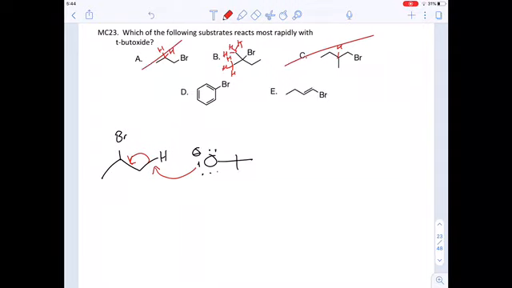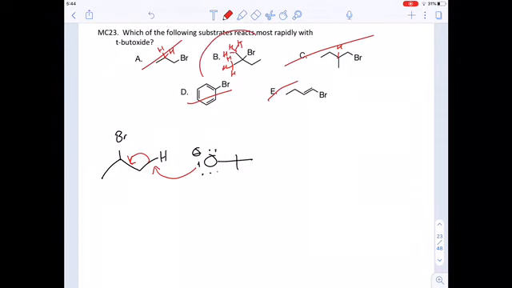C is a tertiary hydrogen, so that's very bad. You can eliminate C right off the bat because you know B is better. You can eliminate A because B is better. D, there are no hydrogens that T-butoxide is going to pull off, because you can't really pull off a hydrogen from a benzene. It's very, very unfavorable.